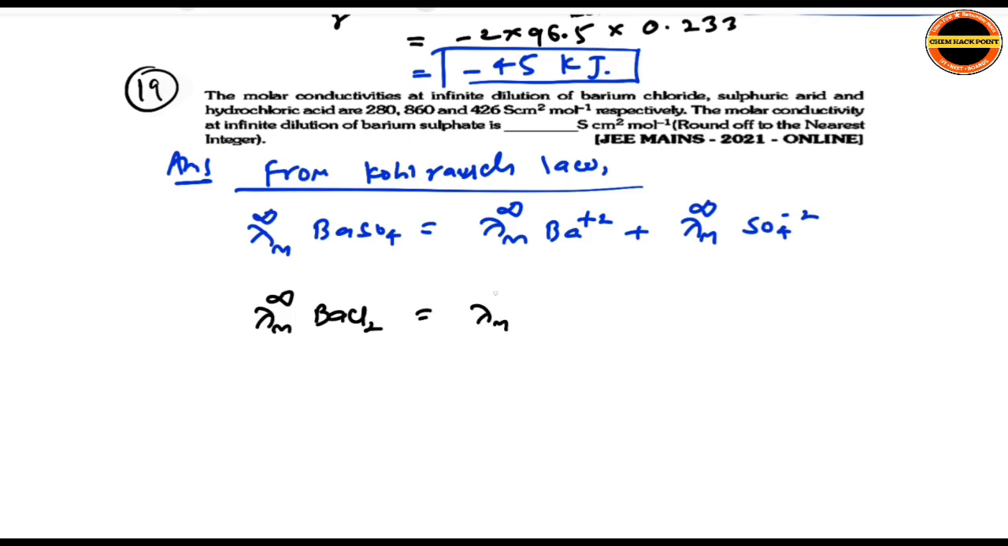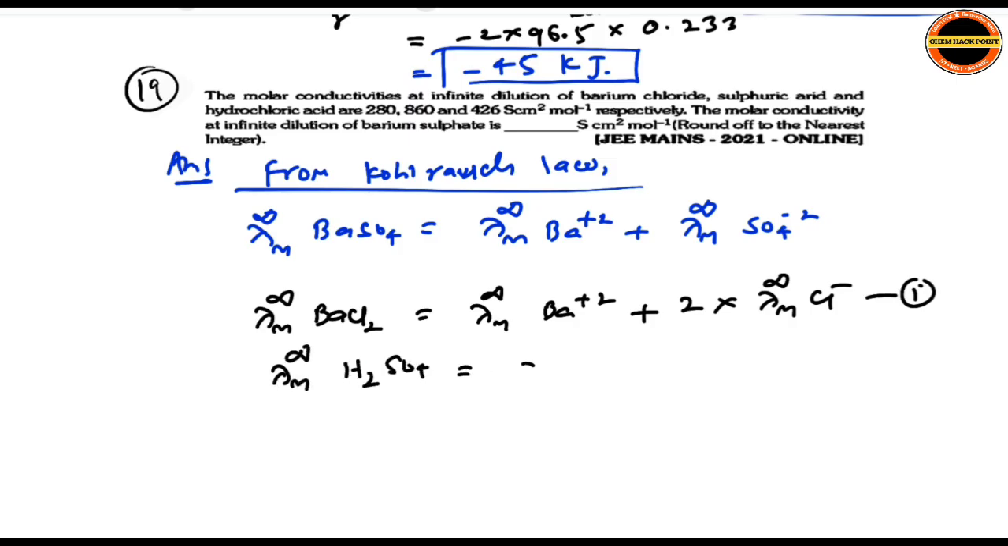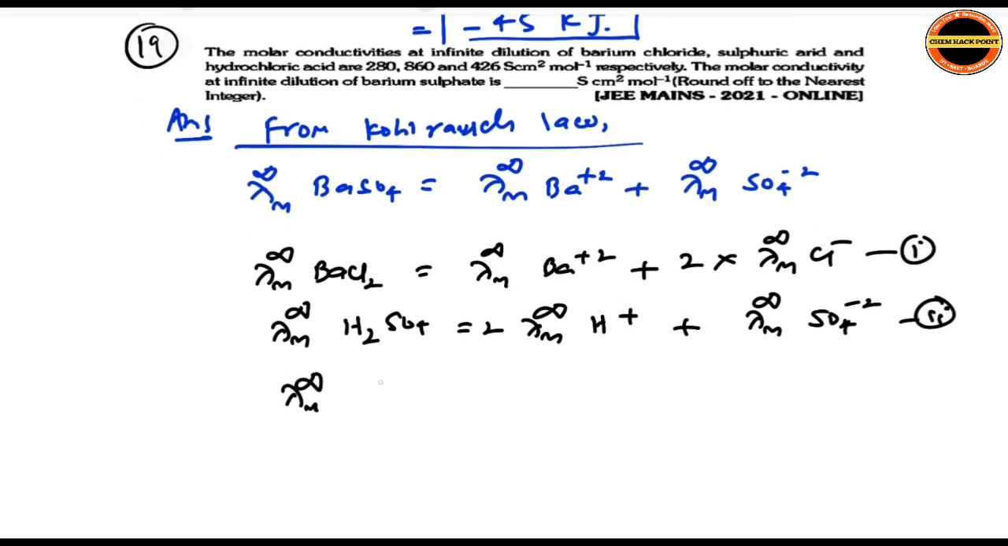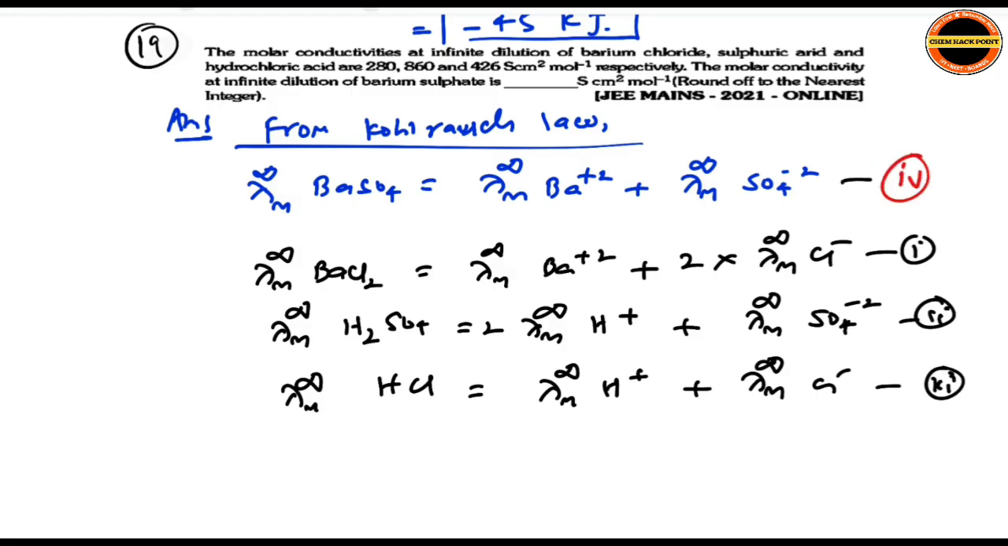Barium chloride is lambda m infinity of Ba plus 2 plus 2 into lambda m infinity of Cl minus, equation 1. Sulfuric acid, lambda m infinity of H2SO4, which is 2 into lambda m infinity of H plus plus lambda m infinity for SO4 minus 2, equation 2. And hydrochloric acid is also given, lambda m infinity of HCl is equal to H plus plus Cl minus, equation 3 is also given. So we need to get equation 4 by using equations 1, 2, 3.